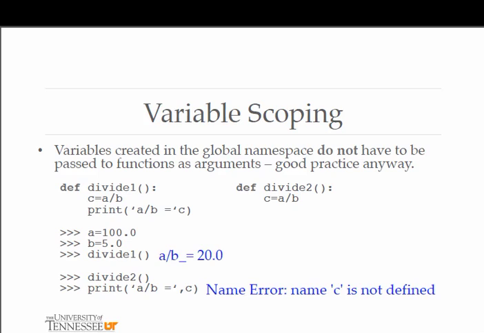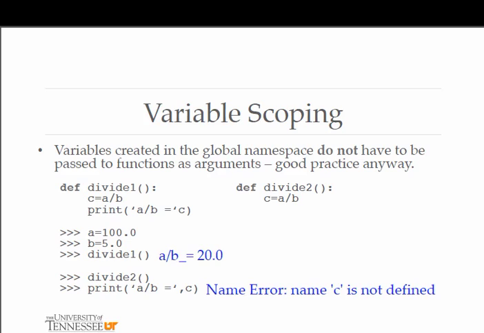So here are some examples of variables created in the global namespace. They do not have to be passed to functions as arguments. Remember, even when we were teaching you in the intro courses in C++, it's not a very good idea to use global variables. The same thing applies across scripting languages like Python, but you do want to understand the meaning of the global namespace in terms of it defining variables that are available to the functions. And I've got an example here that illustrates that.